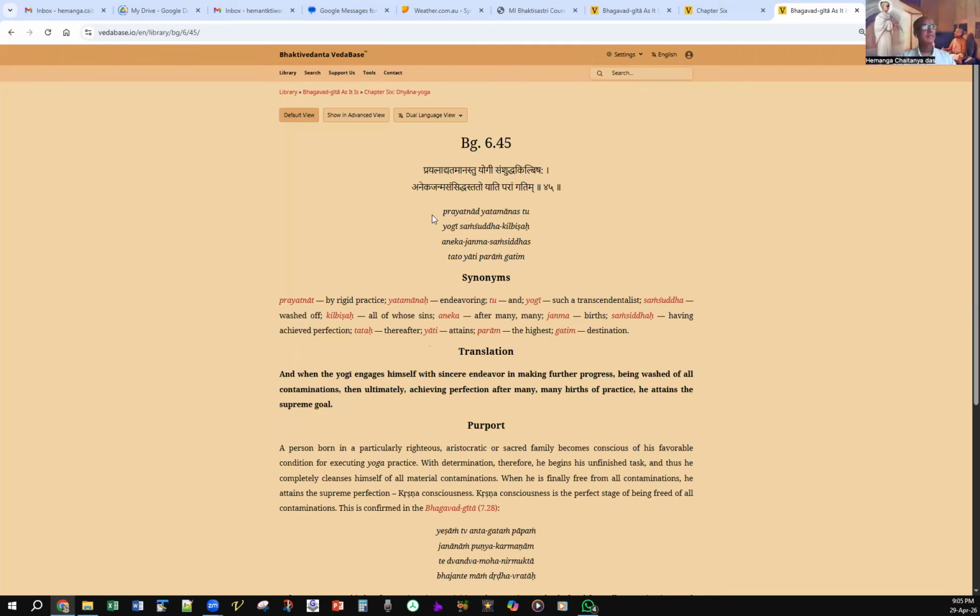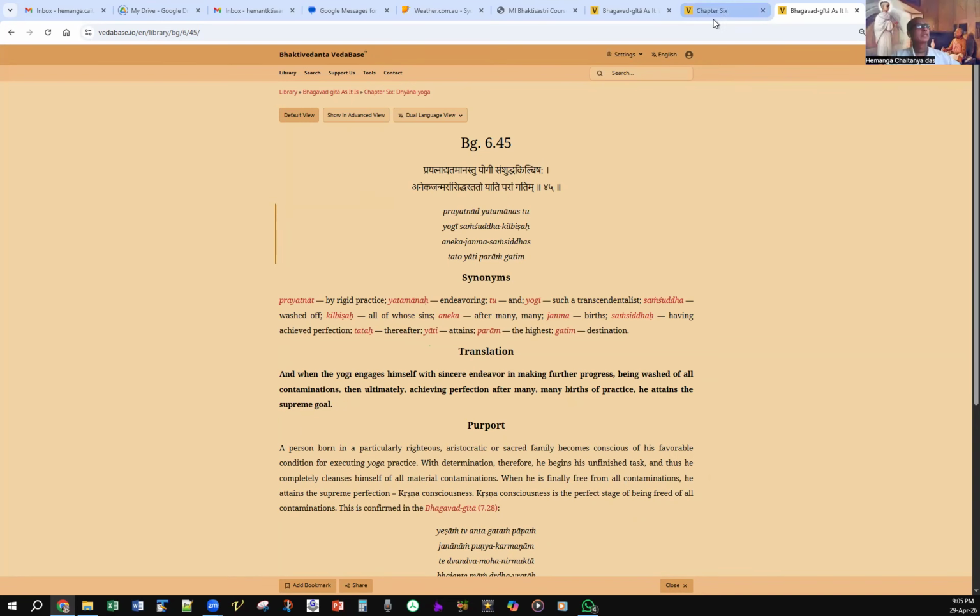Prayatnad yatamanas tu yogi samshuddha-kilbishah aneka-janma-samsiddhas tato yati param gatim. And when the yogi engaged himself with sincere endeavor in making further progress, being washed of all contamination, then ultimately achieving perfection after many, many births of practice, he attains the supreme goal.